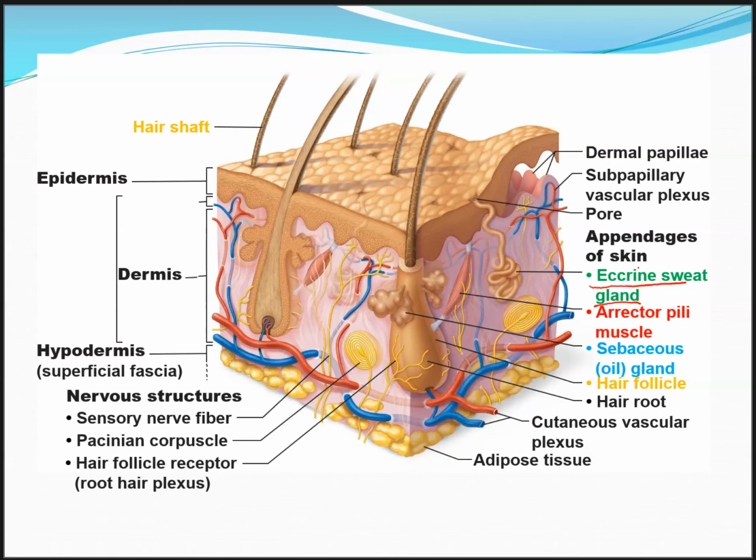So they play an important role in removing metabolic waste from the body, and the process of evaporation of sweat helps in cooling down the body. So sweat glands are important. Now the other important glands in the skin are the sebaceous glands or the oil glands. So these are the oil glands which produce oil and lubricate the skin and hair. And the third important appendage in the skin is the hair follicle.